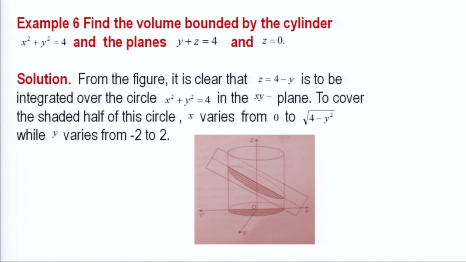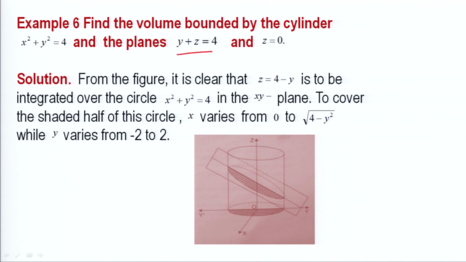Find the volume bounded by the cylinder x square plus y square is equal to 4 and the planes y plus z is equal to 4 and z is equal to 0. This is a question based on how to find volume by double integration. There is a figure, so it is somewhat difficult. From this figure, it is clear what the value is.